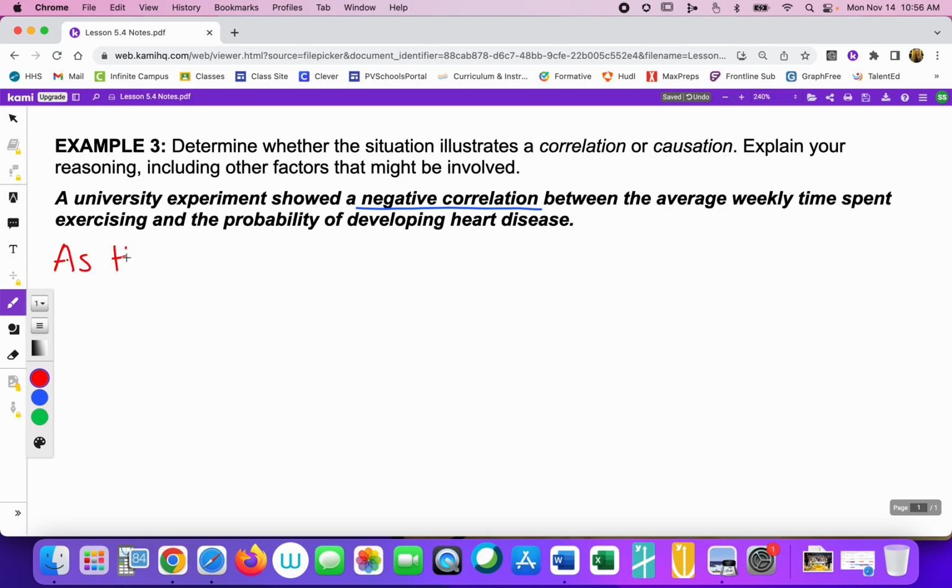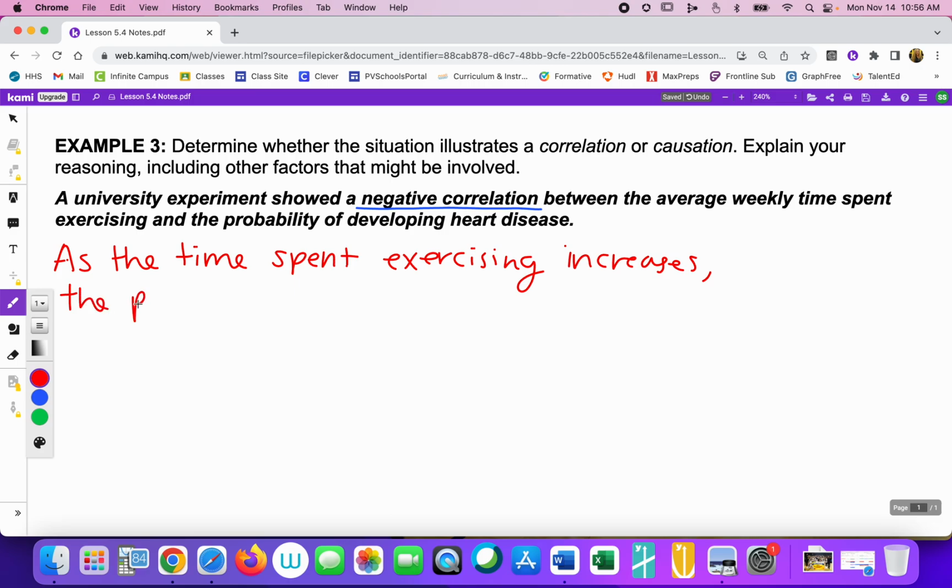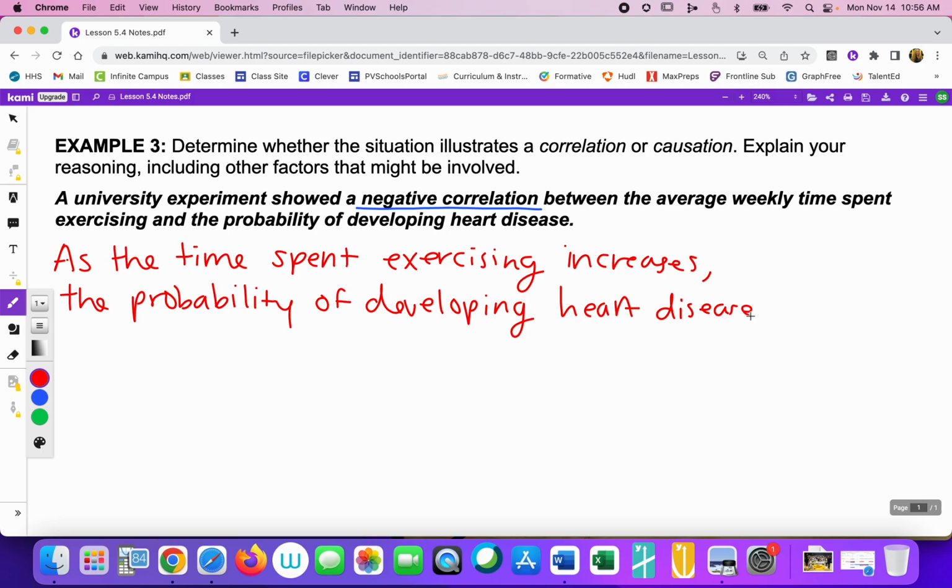So as the time spent exercising increases, oh, I can't spell. Exercising increases, the probability of developing heart disease decreases. So use the same words that are in the statement. That would explain the correlation. Okay, so explaining your reasoning. So that's what negative correlation means.